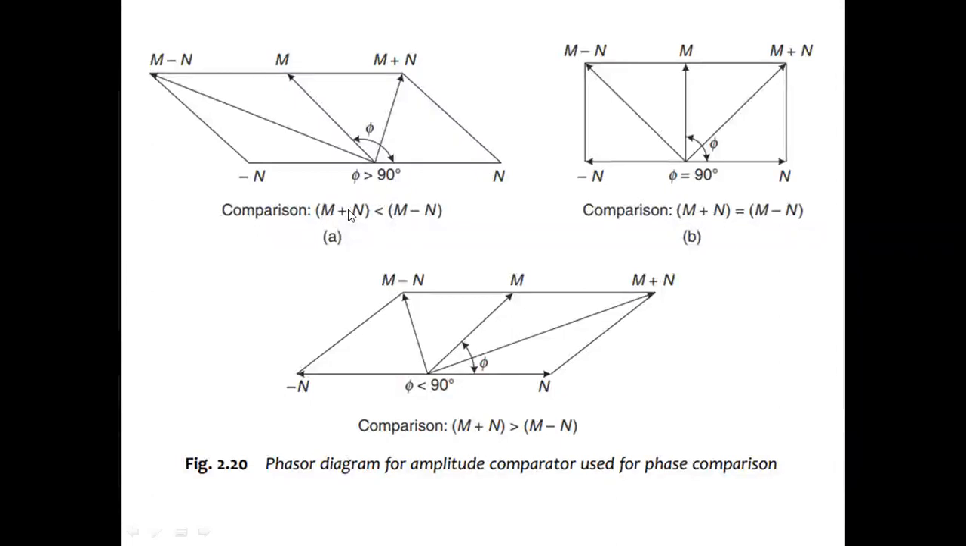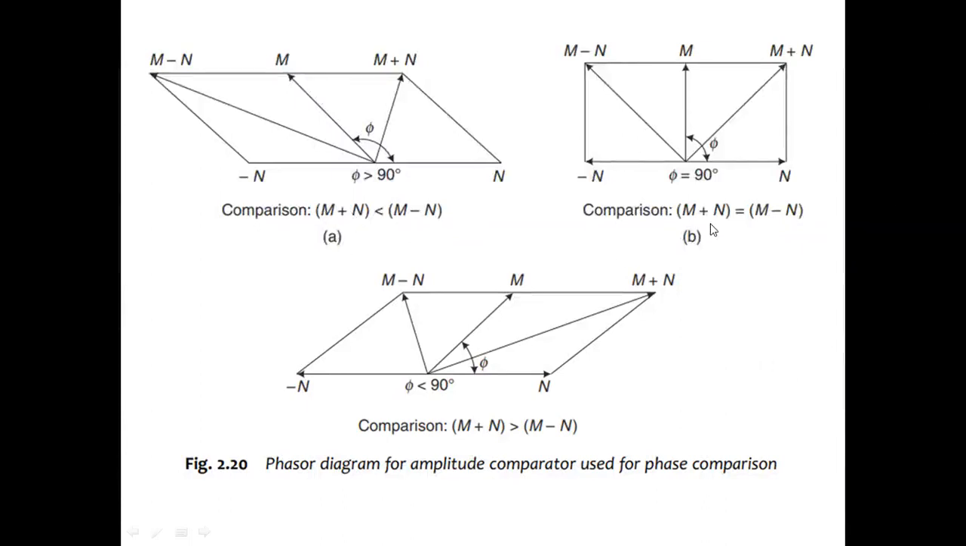And also phi is greater than 90 degrees. So this type of relay is not operated, because our relay condition is that the operating quantity is greater than the restraining quantity and phi is less than 90 degrees. So in figure A, in that case, the relay is not operated.